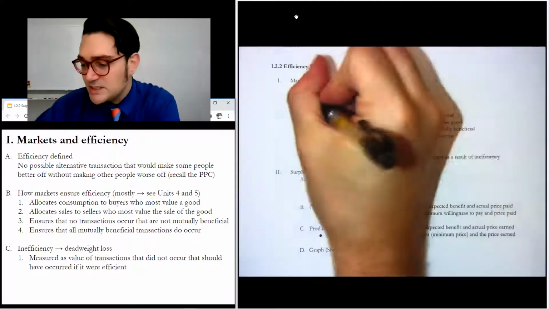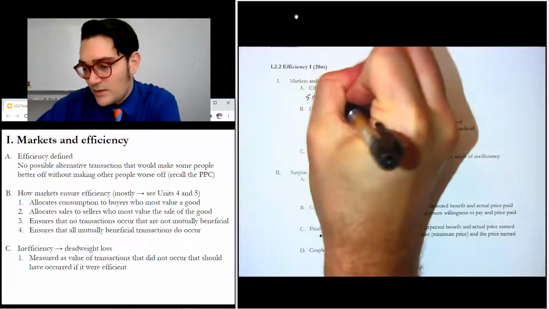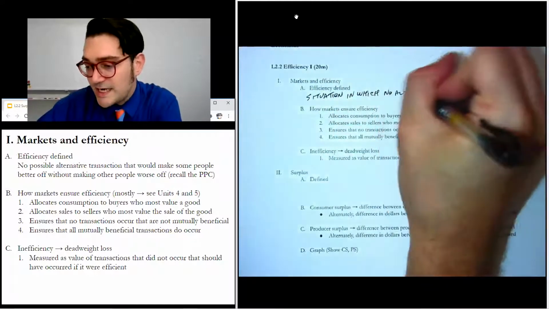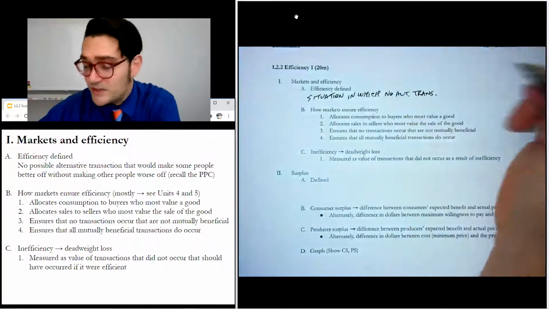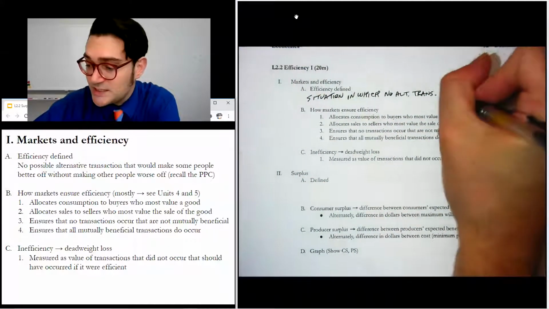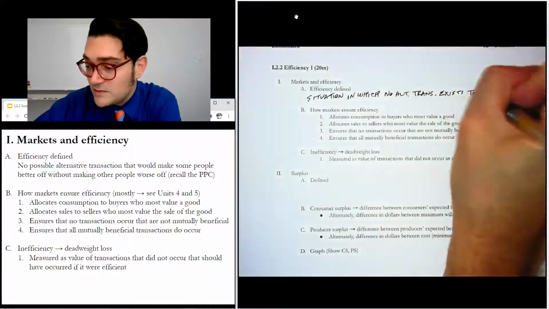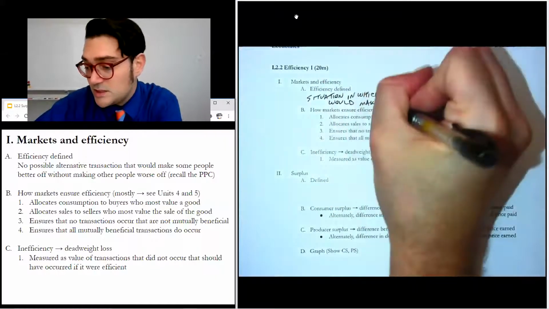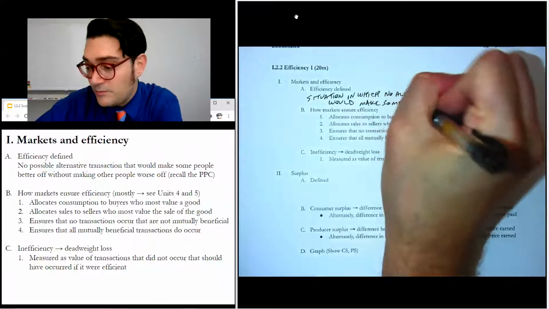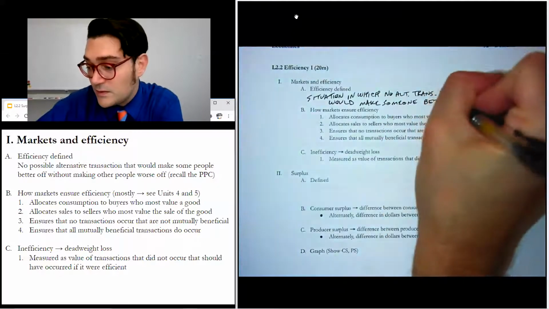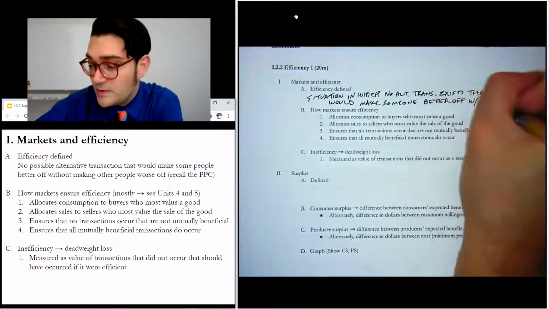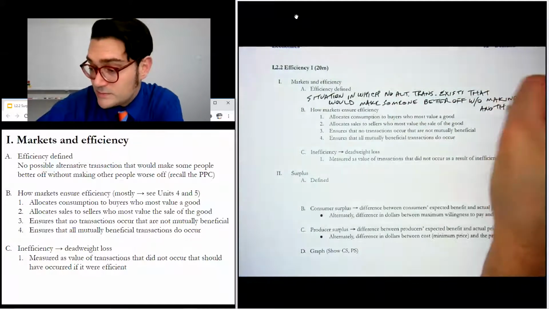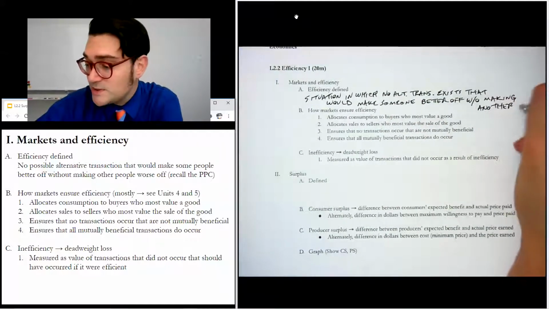It just basically means a situation in which no alternative transaction exists that would make someone better off without making someone else, another person or another party, worse off.